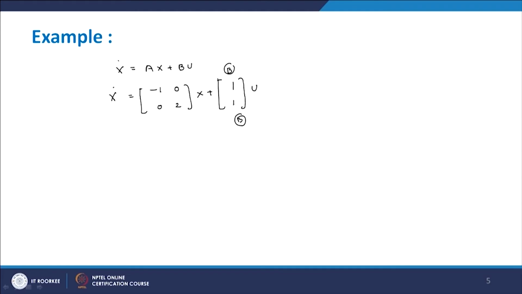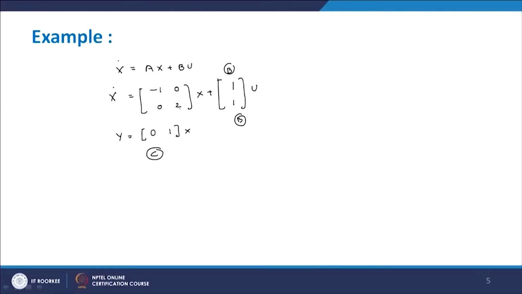Now we think about observability. Here the output of this system can be written as y equals [0, 1] x. This is the C matrix. We have seen that controllability depends upon A and B, whereas observability depends upon the A matrix and the C matrix. We will find that the -1 is a stable mode, but it is shown as unobservable, whereas the 2 is unstable, but it shows 1 as an observable mode.